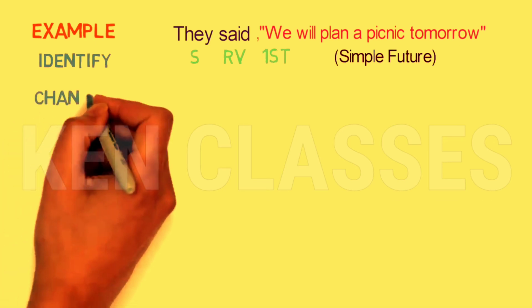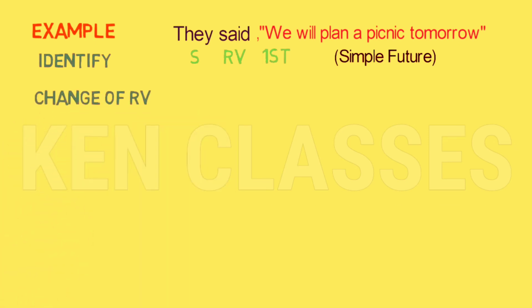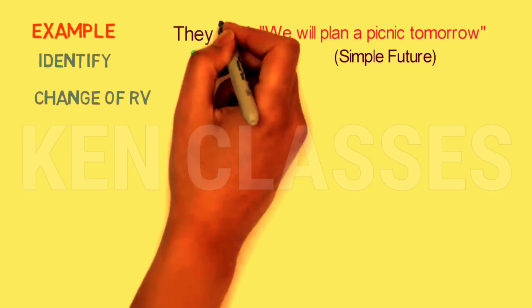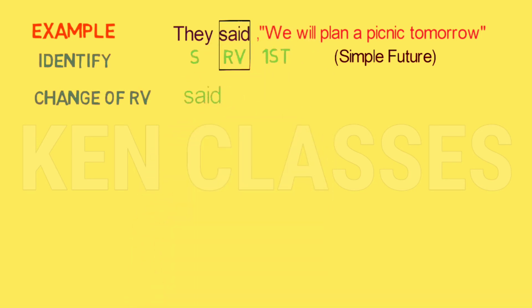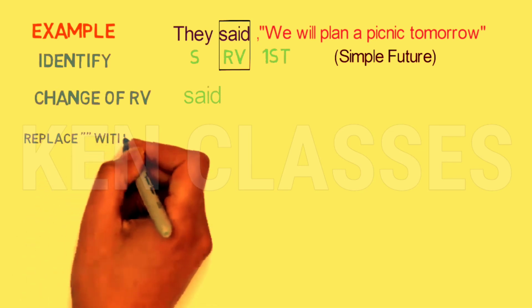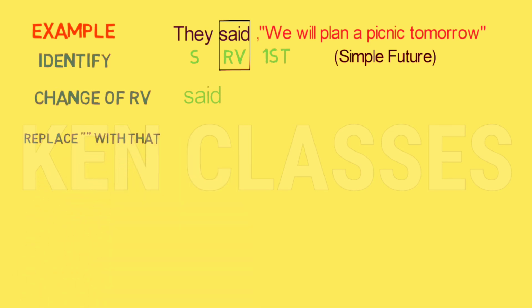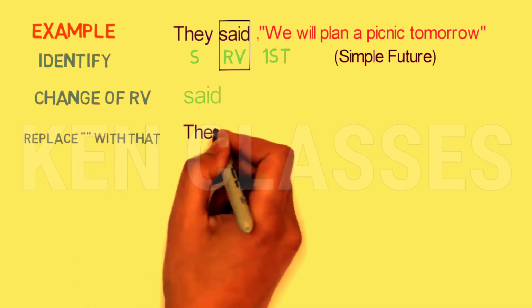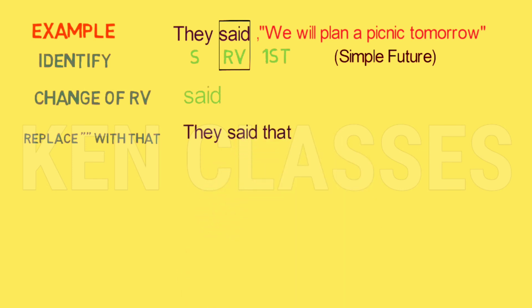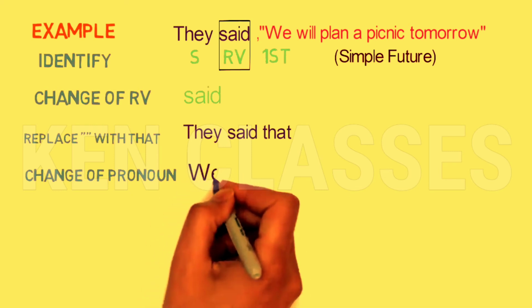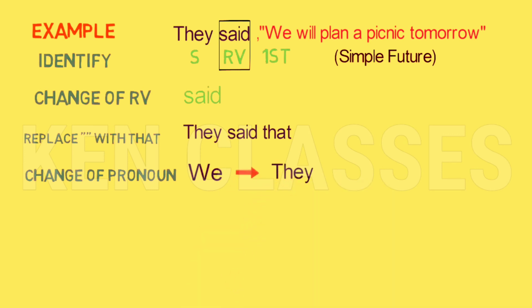Second step is change of reporting verb. As per the workflow we studied, said will remain unchanged here. The third step is replace inverted comma with that. So the sentence will become like this. They said that. Fourth step is change of pronoun. Here, we is in first person and subject is they. So we will be changed to they.